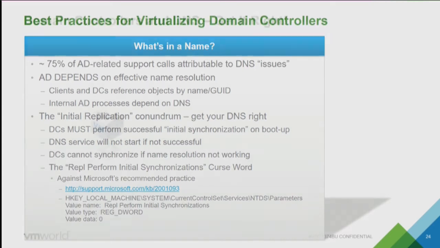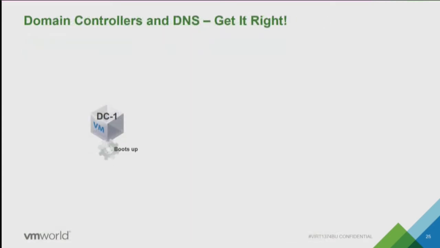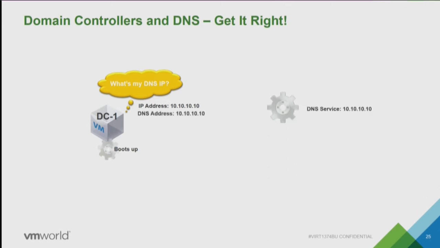Where are we going? Let's describe it in visual form. This is your domain controller. DC1 starts up. What does it do first? It initializes the network stack. What's my IP? It says, what's my DNS IP? This domain controller just points to itself as DNS server, its own DNS server, its own name resolver. Then it says, okay, my DNS service is at 10.10.10, okay, which is where I am. So now I need to sync with DC2.